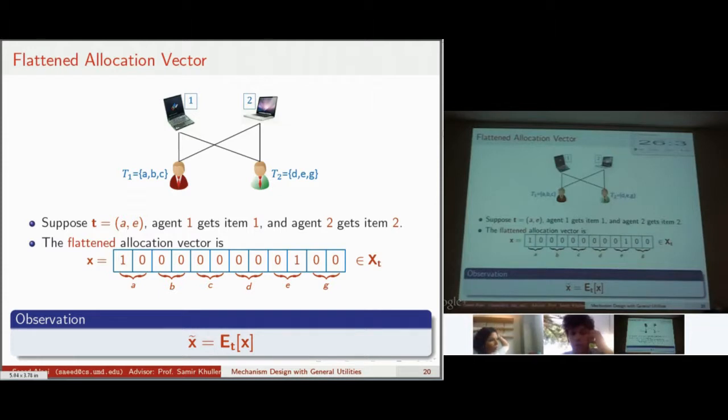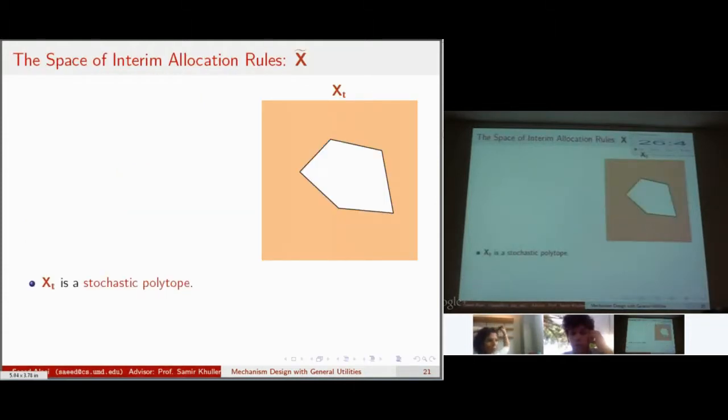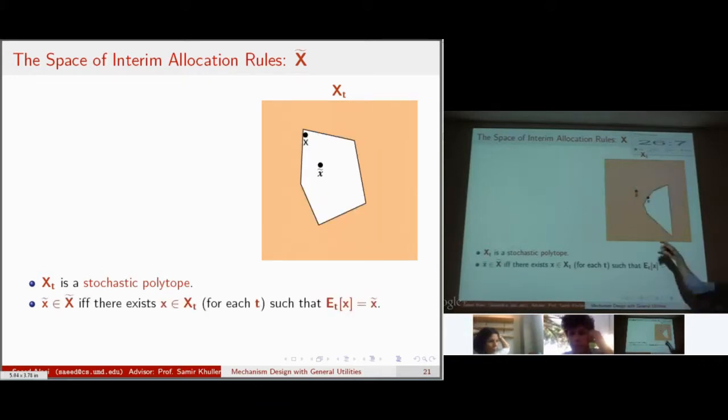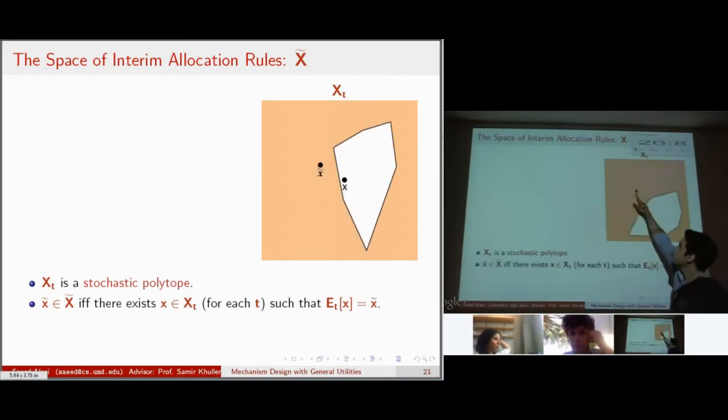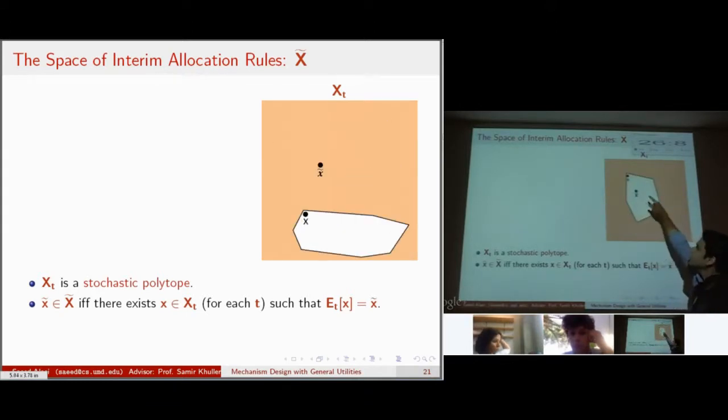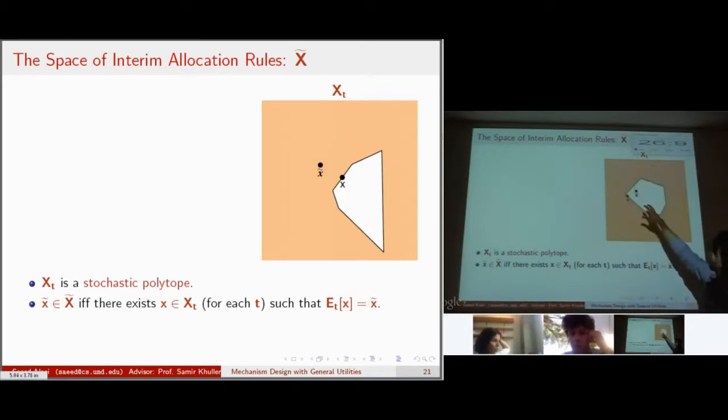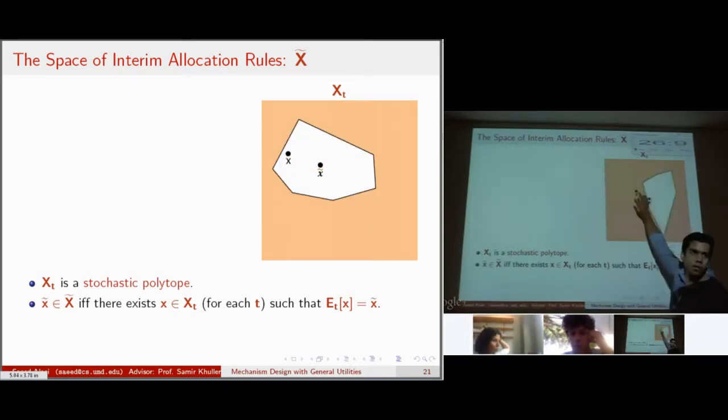Okay. So basically for every profile of types, your allocation space X sub T is just some polytope. And this is a random polytope, a stochastic polytope, because it depends on your type profile. What we want to do is, if you have an interim allocation which is represented by this X tilde, it can be implemented if we can choose a point X from each of these polytopes, such that in expectation we get this one.